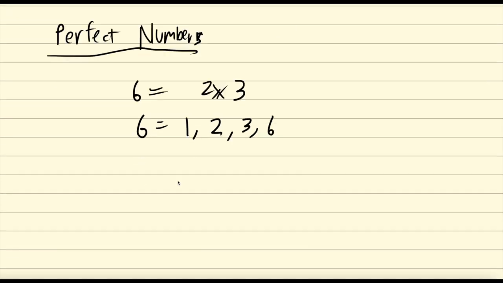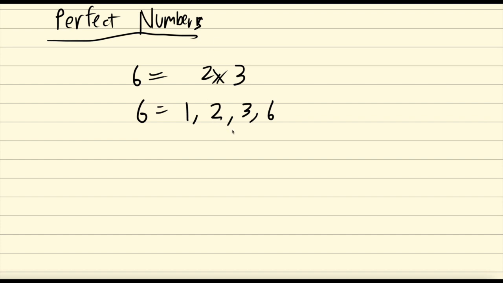Now let's take all the proper factors. Proper factors are all the factors of a number excluding that number. If you sum up all the proper factors of this number, you get 1 plus 2 plus 3, and you get the number itself. This is the definition of a perfect number.